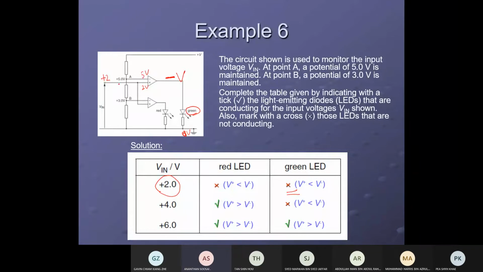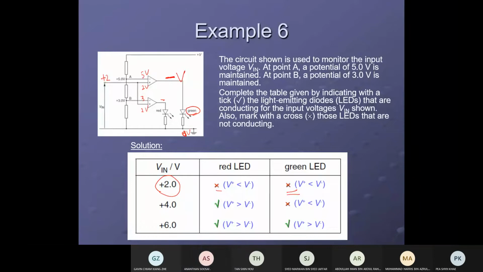Then the same positive 2 goes to the next op-amp here. This is also 2 volt. But the input here is positive 3. 3 versus 2, who's the winner? Still negative is the winner, negative 3. So output is negative, so red also won't light up. When input is positive 2 volt, red and green both won't light up. Both are reverse bias.